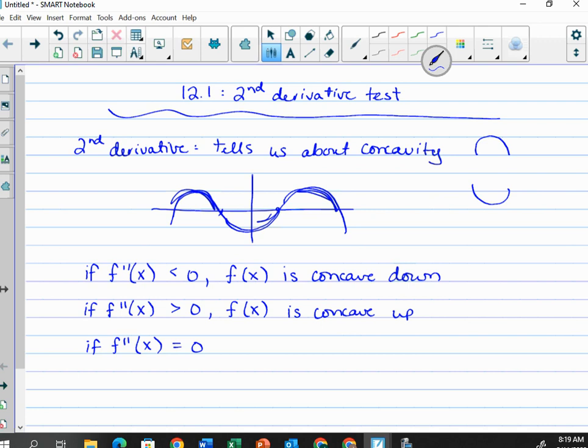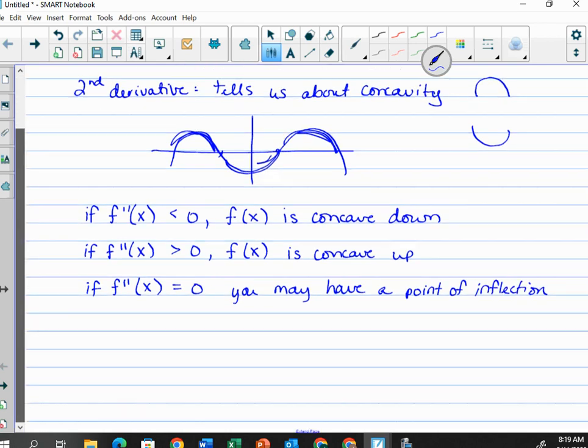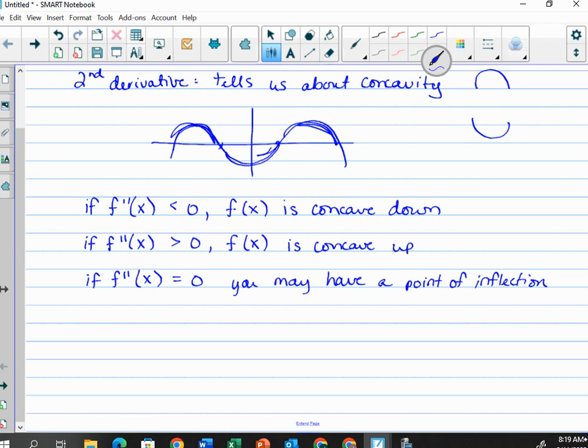When it's 0, you may have a point of inflection. And guys, a point of inflection just means a change in concavity.